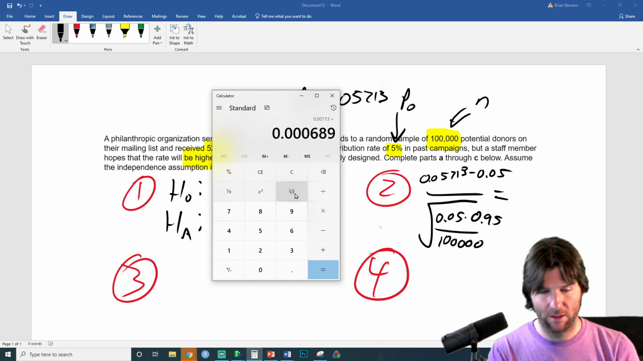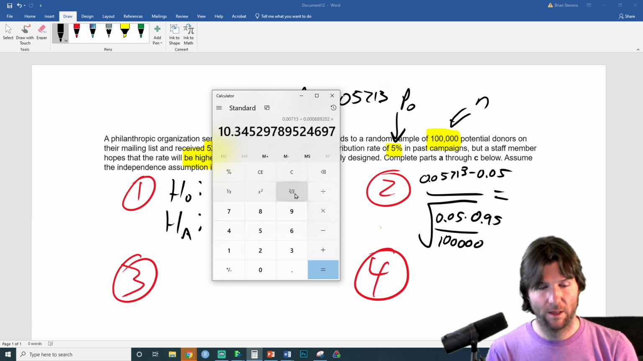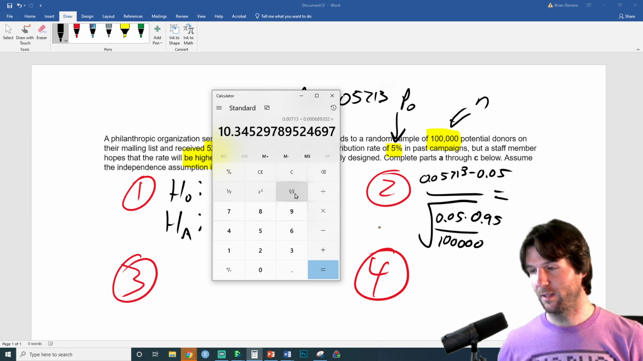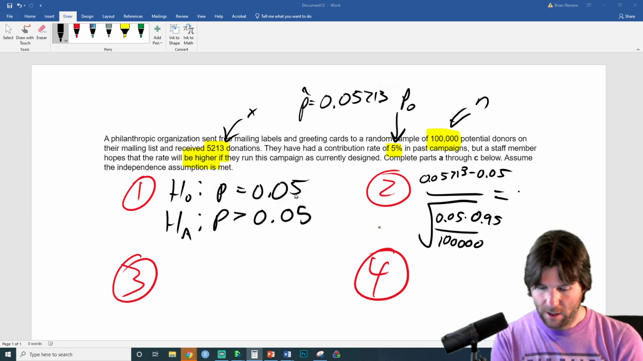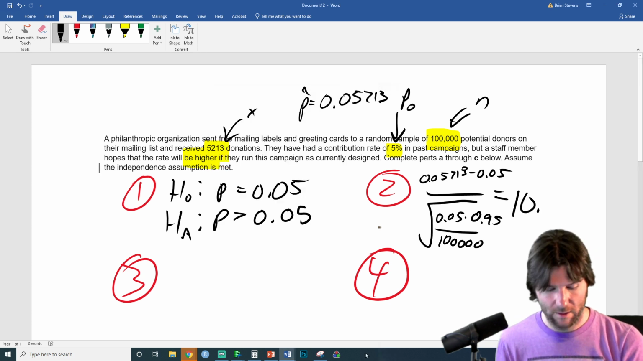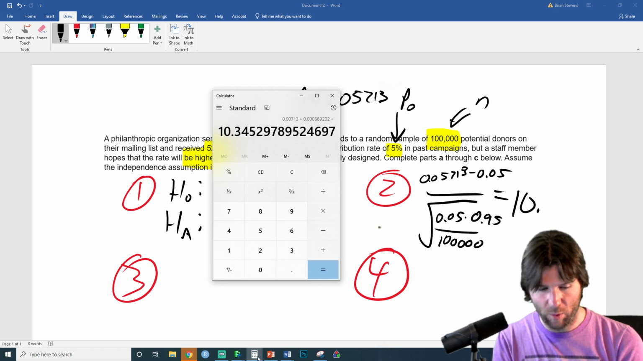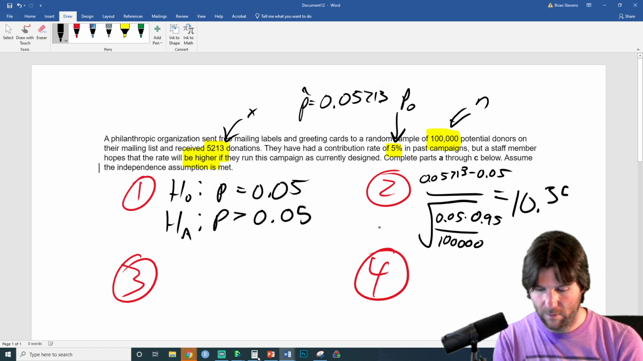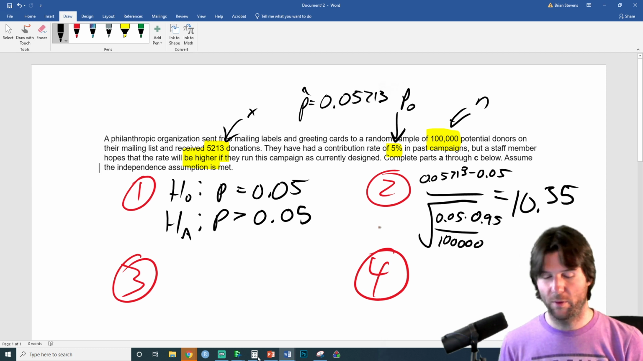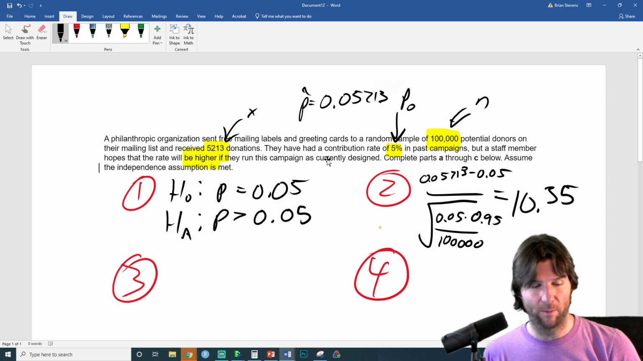Six, 8, 9, 2, 0, 2. I guess it is a z-score that big. That's pretty crazy right there. 10 point... I feel like something is off. 10.35. 10.35. Let me double check all my numbers right here.